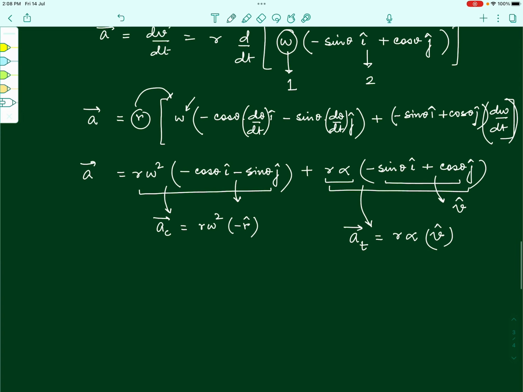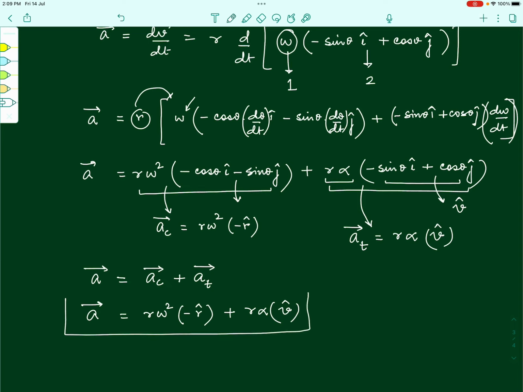So now we can express our vector A as the centripetal acceleration AC plus the tangential acceleration AT, where the centripetal acceleration is given by r omega squared into minus r cap, plus the tangential acceleration, which is given by r alpha into v cap. A very important relation for us to use in questions. Let us look at it in a figure also.